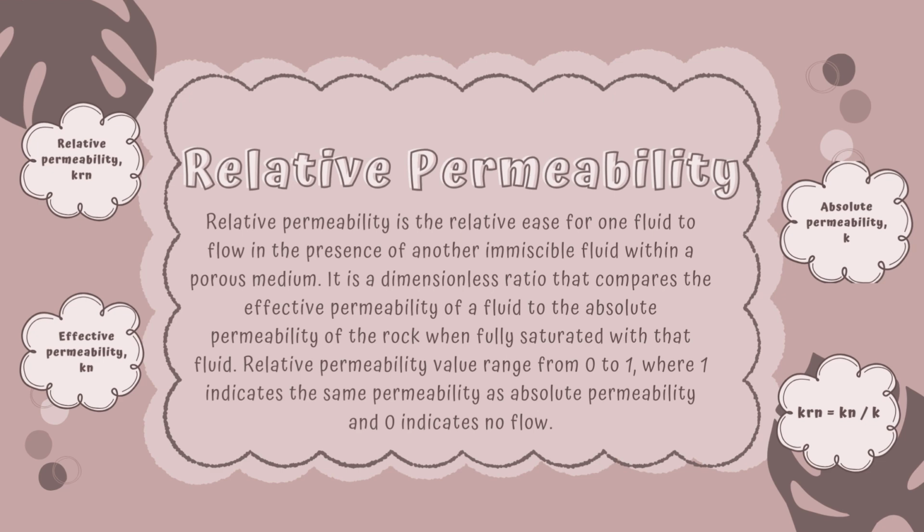A hydrocarbon reservoir can have oil and water, gas and water, and gas and oil and water present in its pore spaces. Therefore, relative permeability is considered to be a transport property that helps in estimating oil production when another fluid is injected. So when we discuss relative permeability, there are three parameters that need to be discussed. The first is relative permeability, the second is absolute permeability, and the third is effective permeability.